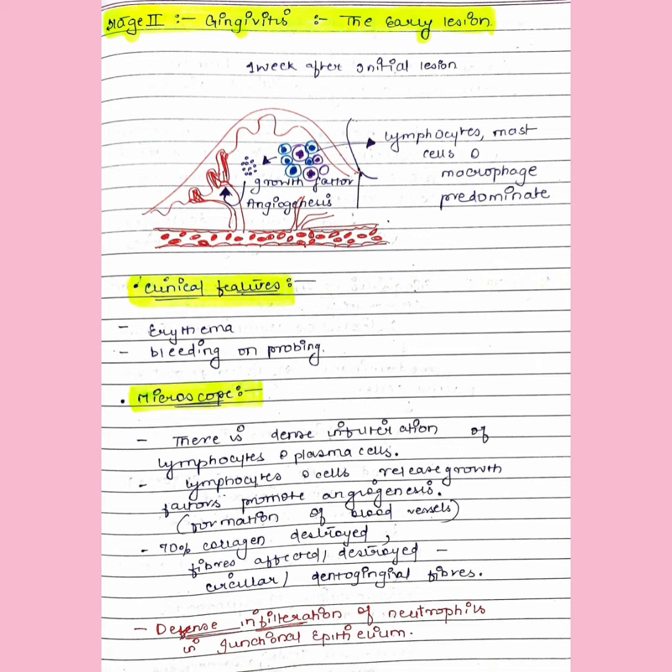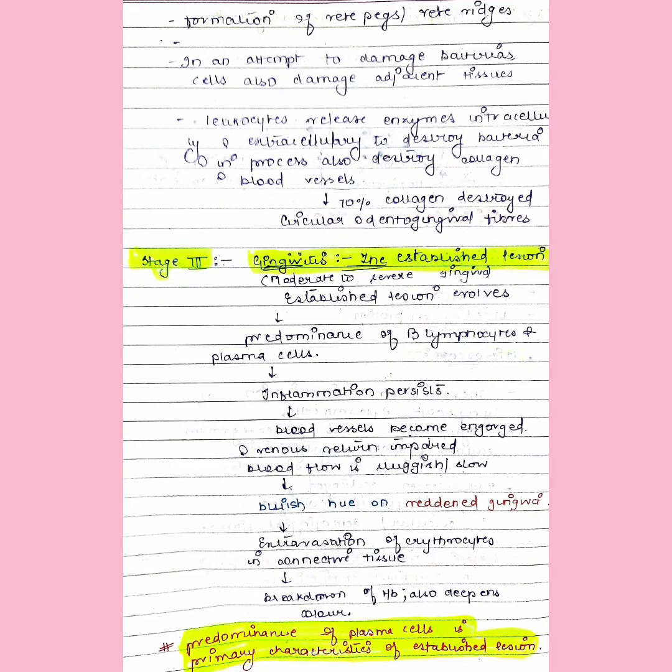Here 70% of the collagen is destroyed. In the process of destroying the bacteria, the adjacent tissues and collagen are also destroyed. Collagenase released by neutrophils is increased, and hence there is destruction of collagen, the majority of which is circular or dentogingival fibers. Also, infiltration of these cells takes place in the junctional epithelium. Along with the infiltration of the lymphocytes in the junctional epithelium, this is important, there is also formation of rete pegs or rete ridges in the junctional epithelium. The leukocytes that have taken the bacteria inside to destroy them release enzymes intracellularly and extracellularly, because of which they destroy the adjacent tissue and collagen.